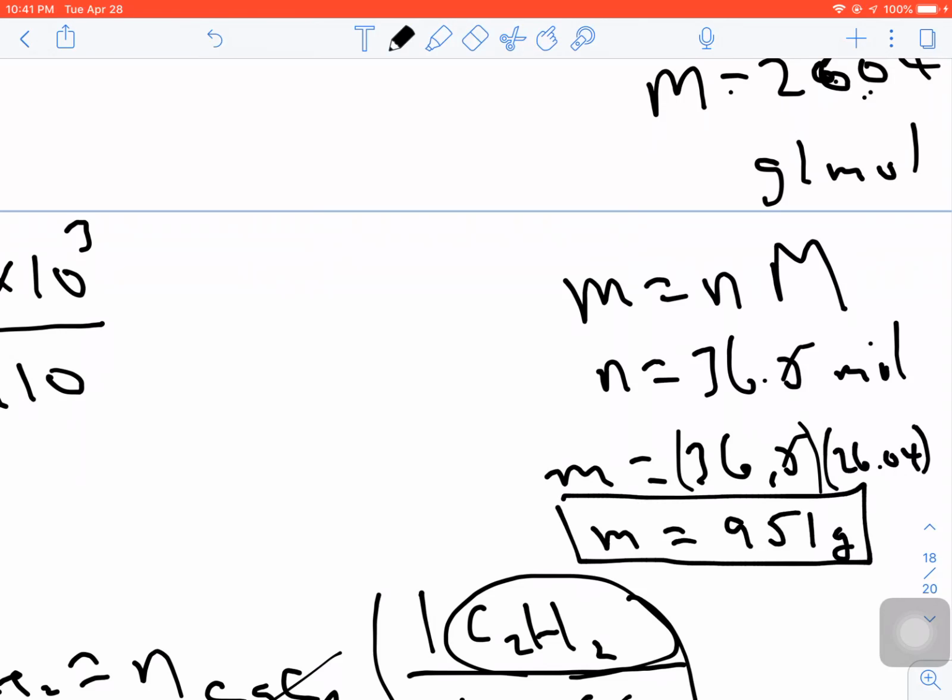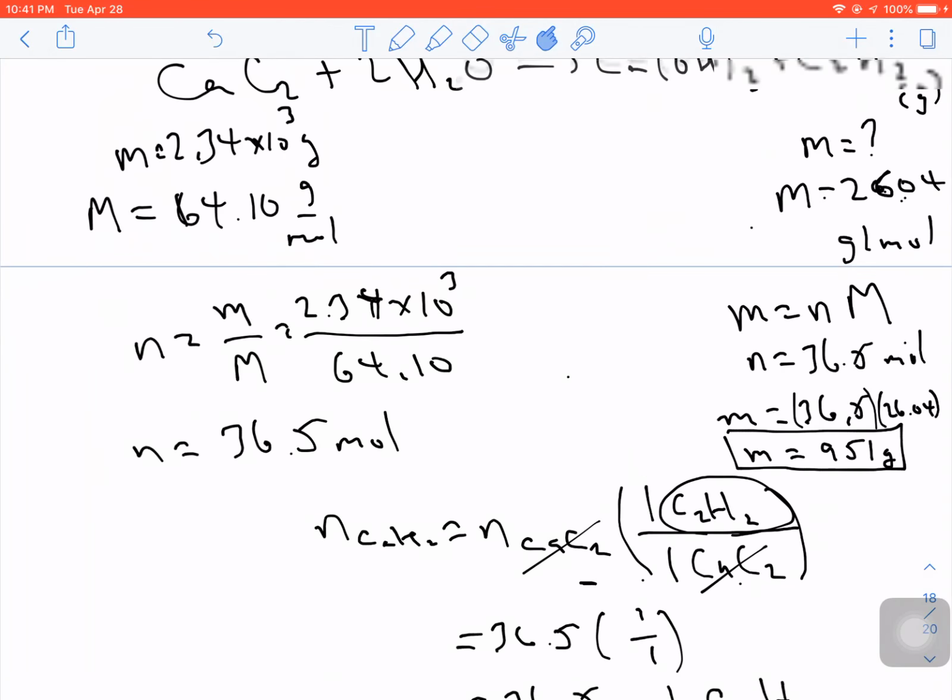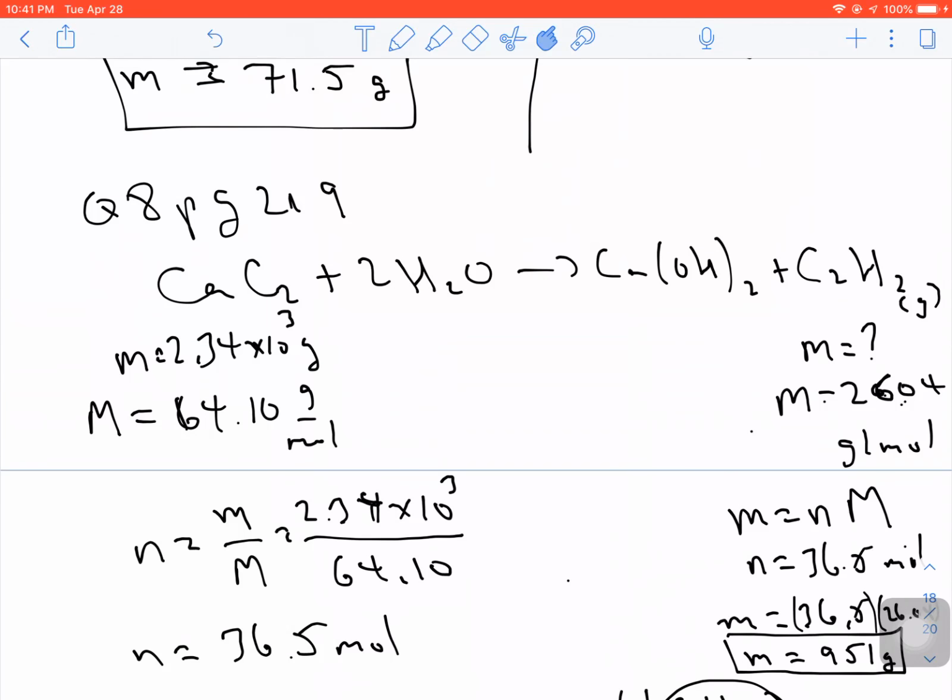That's my final answer. So if I look at my original question, it said if I start with this many grams of calcium carbide, how many grams of product, of C2H2, am I going to get? Start with your mass, calculate your number of moles, use the mole ratio to determine the N on this side, use the N on this side to determine the mass on this side. Right, 951 grams.